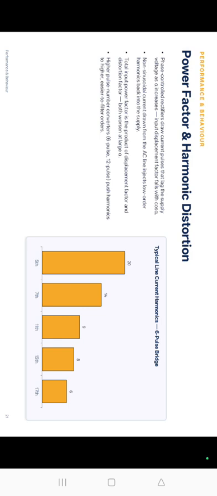Next one is power factor and harmonic distortion. Phase-controlled rectifiers draw current pulses that lag the supply voltage as alpha increases. The input displacement factor falls with increasing alpha. Non-sinusoidal current drawn from the AC lines injects low-order harmonics back into the supply. Total input power factor is the product of the displacement factor and the distortion factor. Next, high pulse number converters, 6-pulse and 12-pulse, push harmonics to higher orders, which are easier to filter.